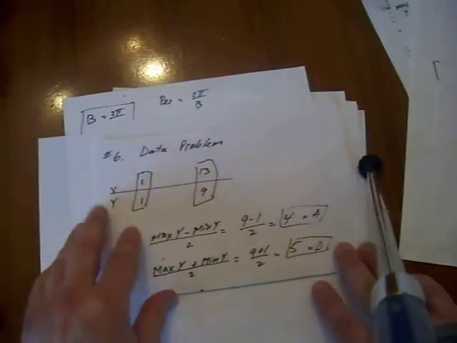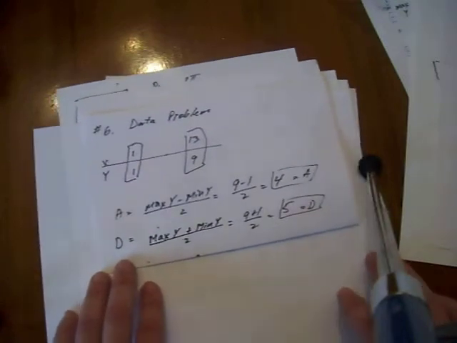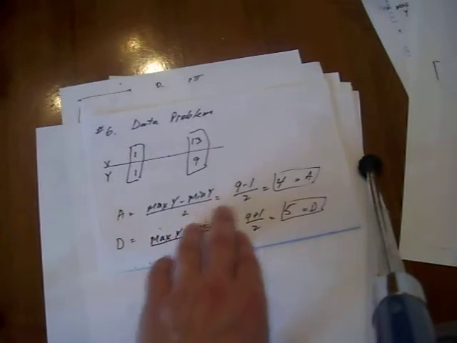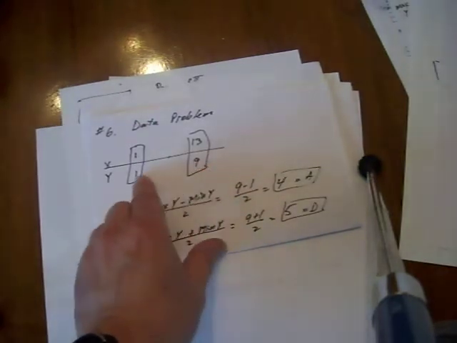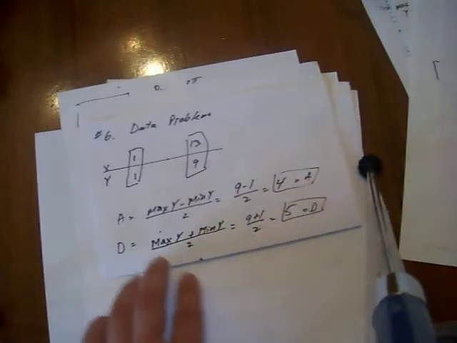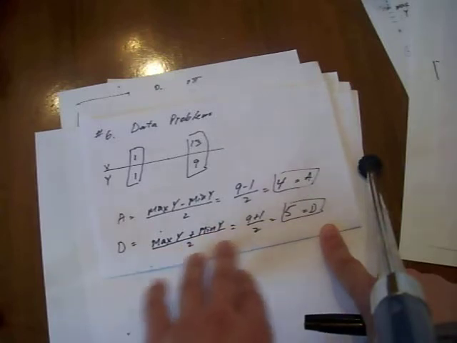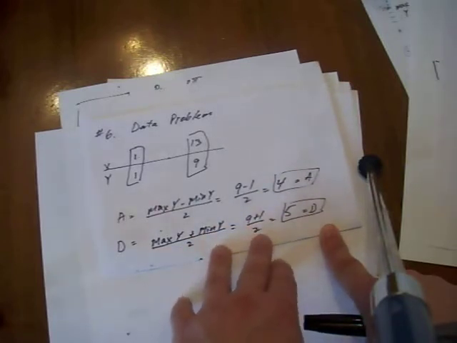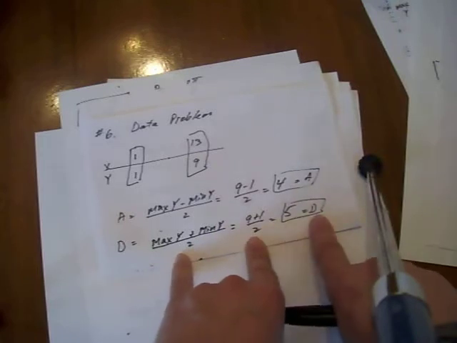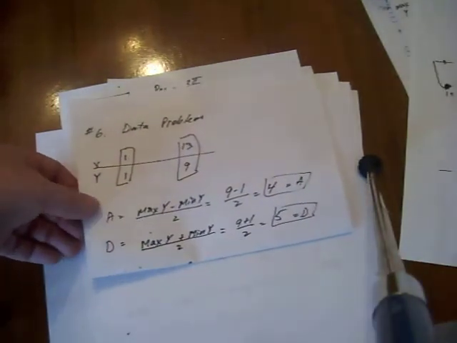From those 2 points, we realize we can get the A and D values very, very quickly. They are the easiest ones to get. The A value is maximum y minus minimum y, divided by 2. So 9 minus 1 divided by 2 equals 4. That's my A value. Now the D value is maximum y plus minimum y, divided by 2, which is 9 plus 1 divided by 2. That simplifies to 5, so D equals 5. Those are by far the easiest things to get here.